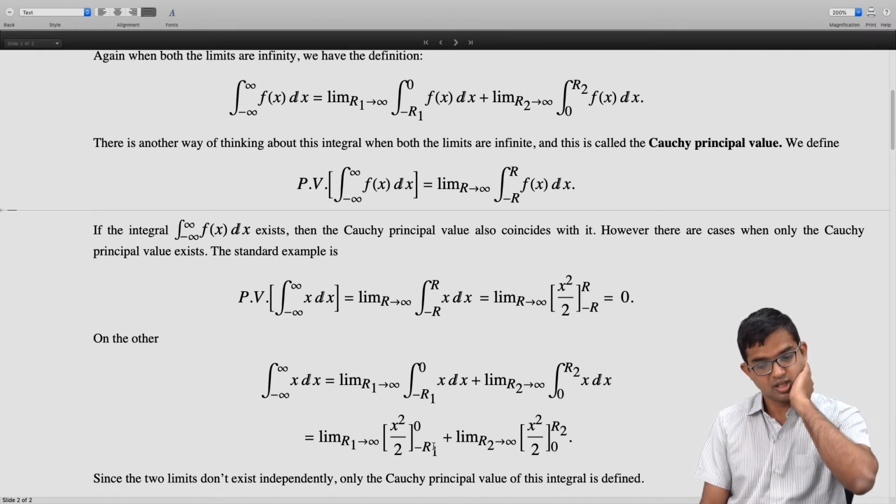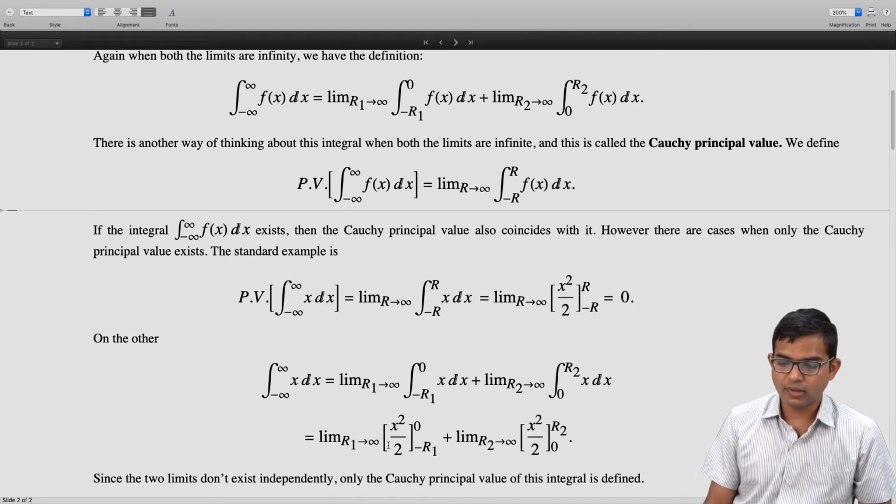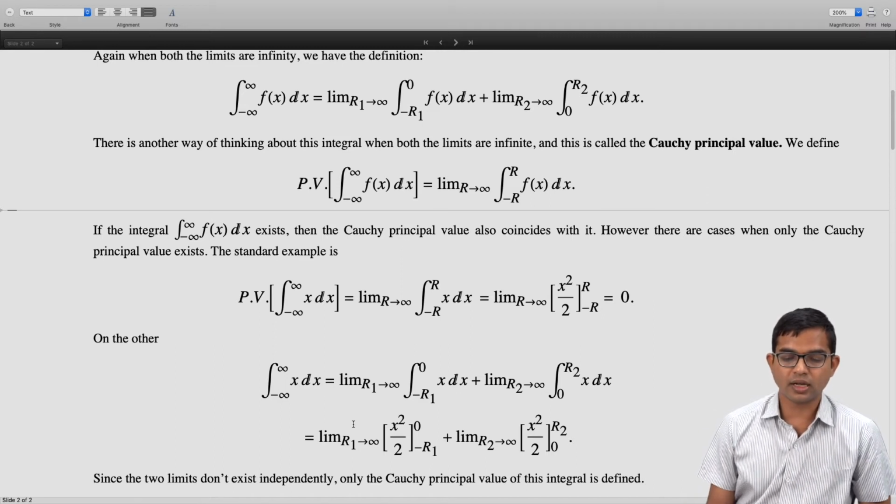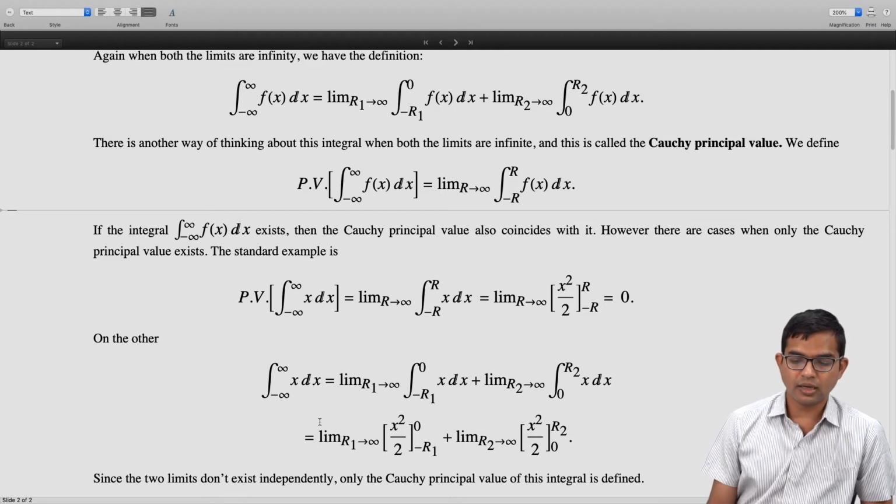So it's 0 minus r1 squared, so it's going to be minus infinity. So you cannot add these two, and there's no well-defined answer for this. So it's actually indeterminate, right? These two limits don't separately exist, and so you say that this is not defined, right? But the Cauchy principal value of this integral is defined, right?